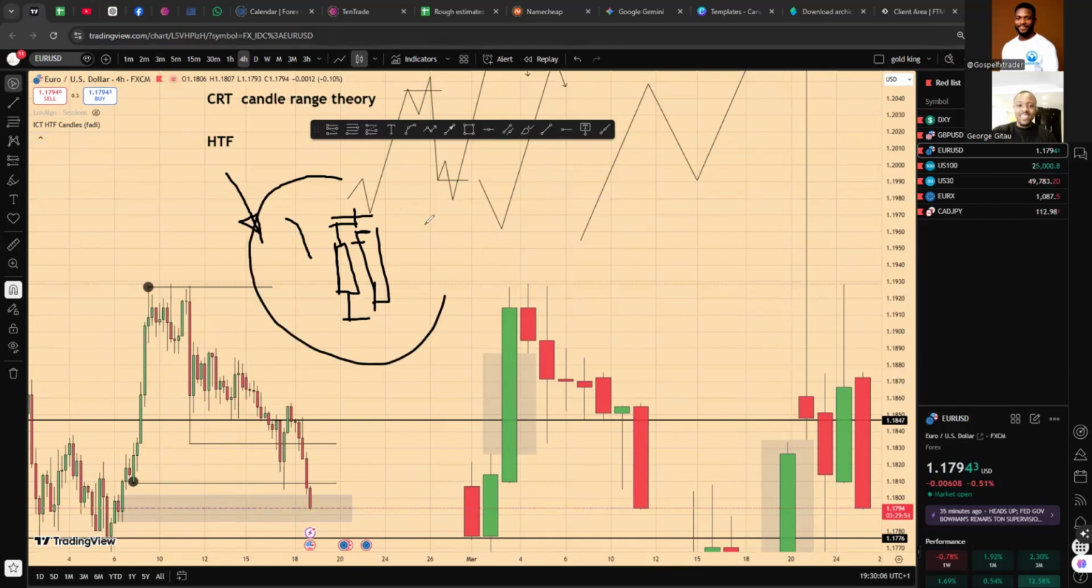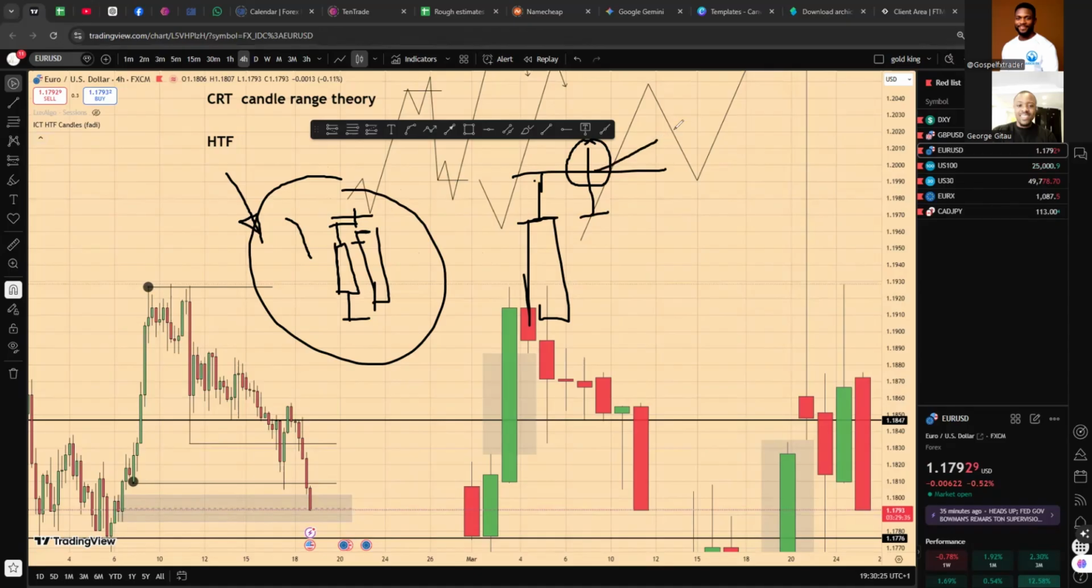Now, if all of this is done, what you need to do is to choose your entry model. Your entry model can be after price raids the CRT high, like that. At this point, this is an advanced entry. The advanced entry here is that you step down to the lower time frame, and if price closes below any last bullish up close candle here, that candle becomes your order block, and if tested, you get your entry from there.